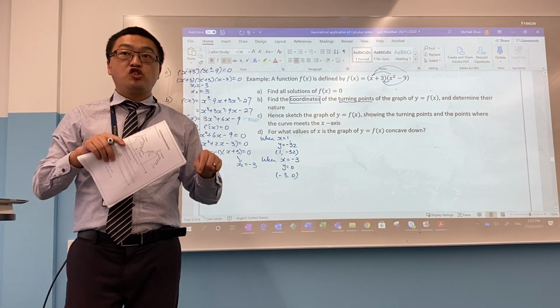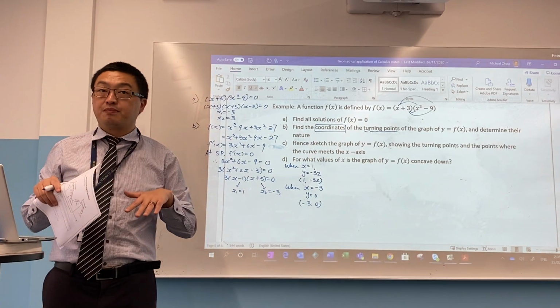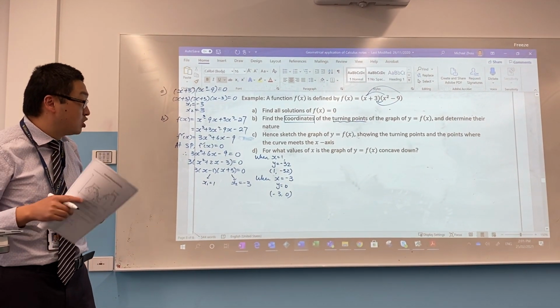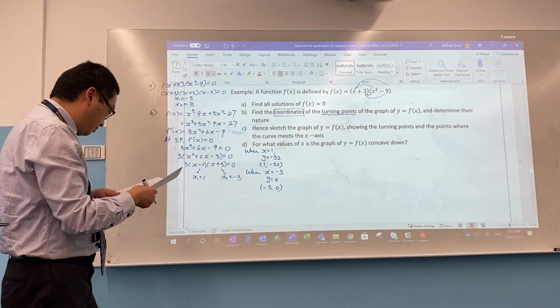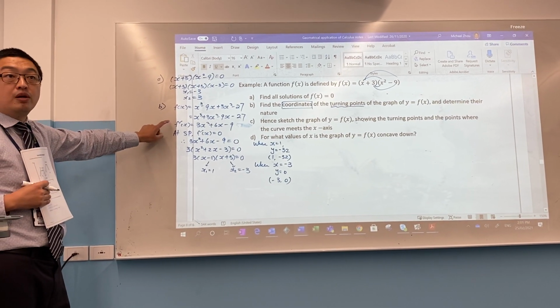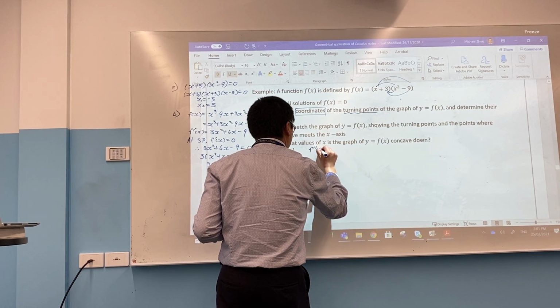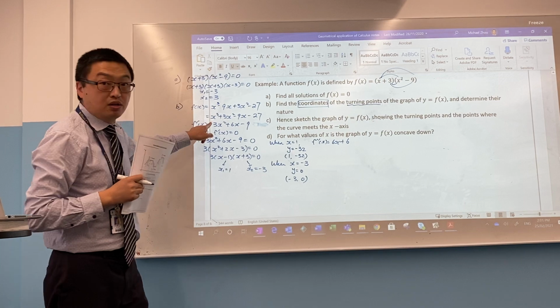Then I'm in a position to check whether it's a maximum or minimum. How do I do that? As I said, I'm not going to do the table approach, because that takes too much time in the exam. Just go directly to the second derivative. What's my first derivative? Here. So I'm going to do the second derivative now. f double dash x is 6x plus 6, directly from here.